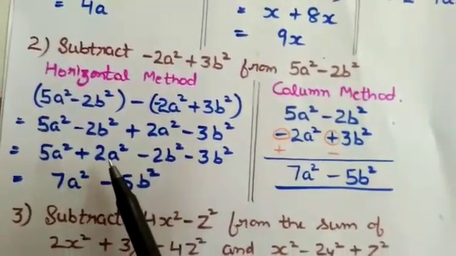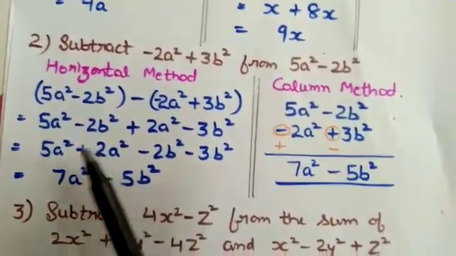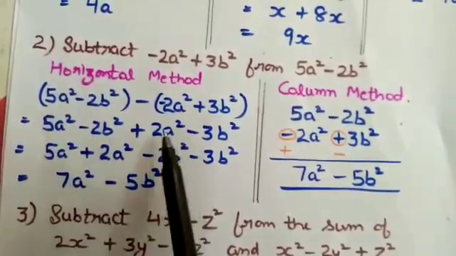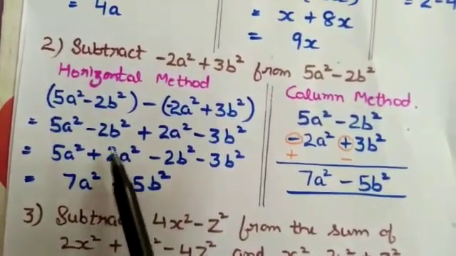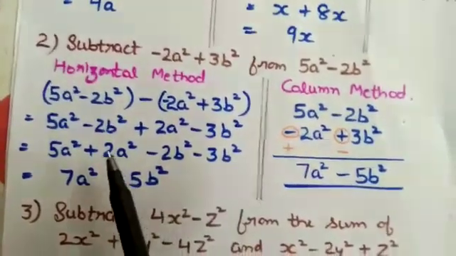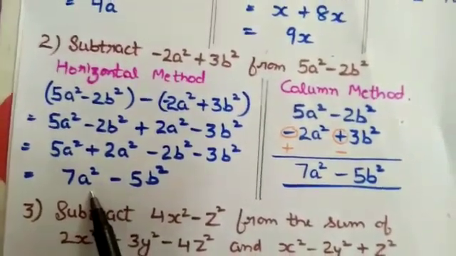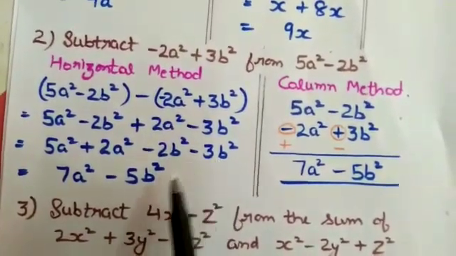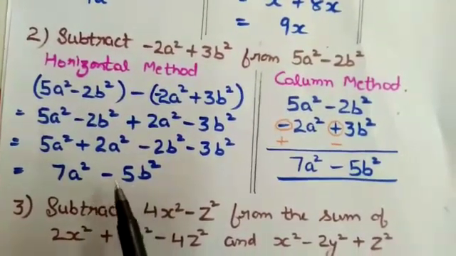In the next step we will write the like terms together. So 5a square and 2a square together, minus 2b square and minus 3b square together. So 5 plus 2 we will have 7a square, minus 2 and minus 3 will become minus 5b square.